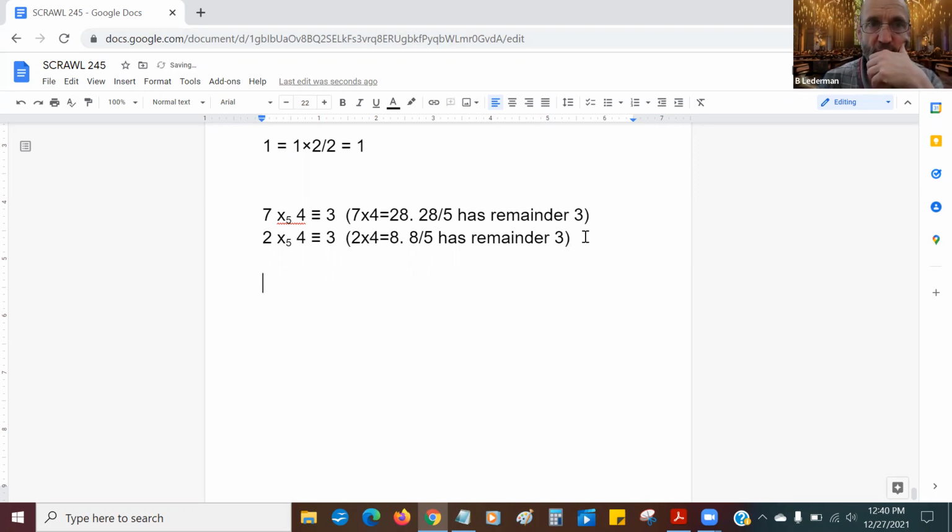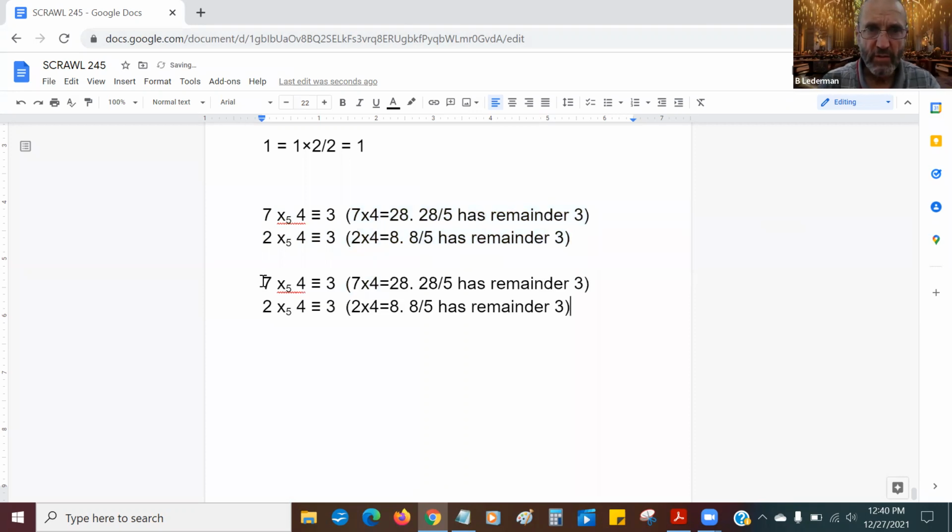Similarly, let's just keep this mod 5. It's a pain just doing this. I'm just going to change the numbers here. 7 times 6 is going to be congruent to 2, because 7 times 6 is equal to 42, and 42 divided by 5 has a remainder of 2.